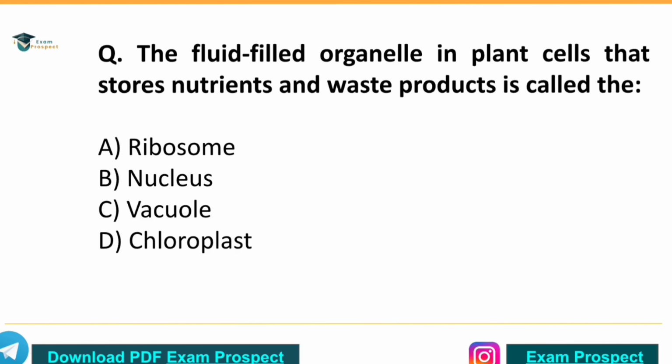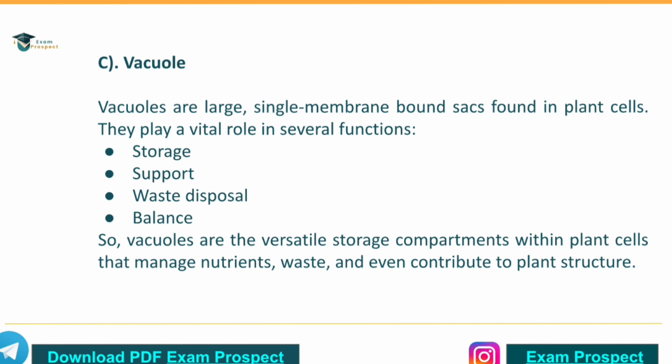Next question, the fluid-filled organelle in plant cells that stores nutrients and waste products is called the? Correct answer is option C, vacuole. Here the vacuoles are large single membrane bound sacs found in plant cells. They play a vital role in several functions like storage, support, waste disposal, and balance. So vacuoles are the versatile storage compartments within plant cells that manage nutrients, waste, and even contribute to the plant structure.